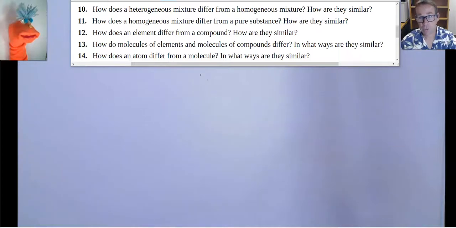Compound from chapter 1. Chapter 1, number 10 here. How does a heterogeneous mixture differ from a homogeneous mixture, and how are they similar? All right, mixtures. What are mixtures?